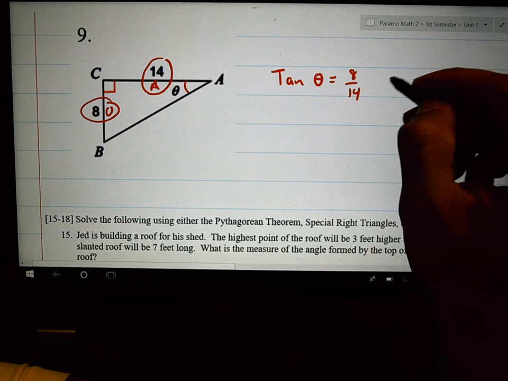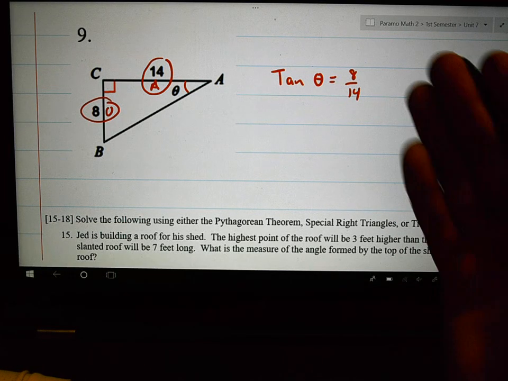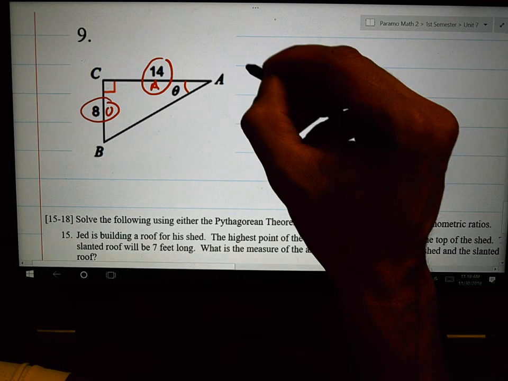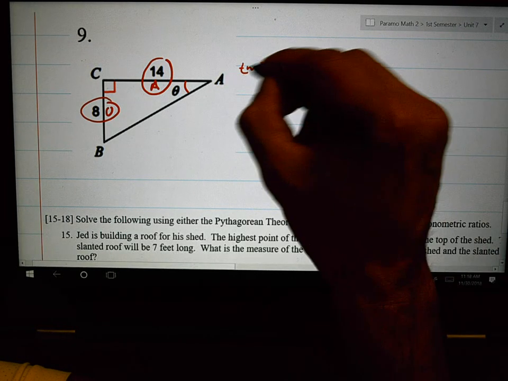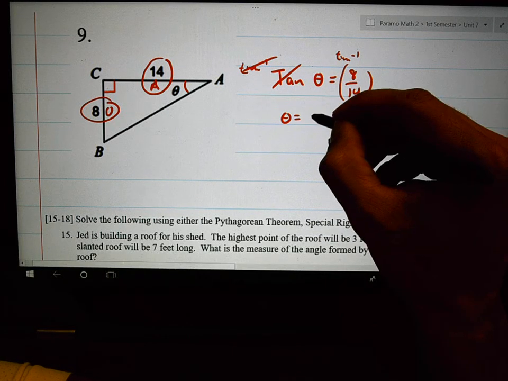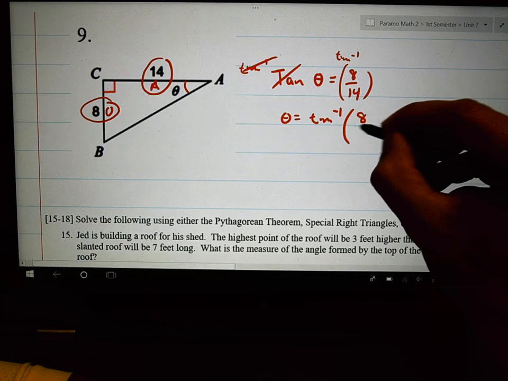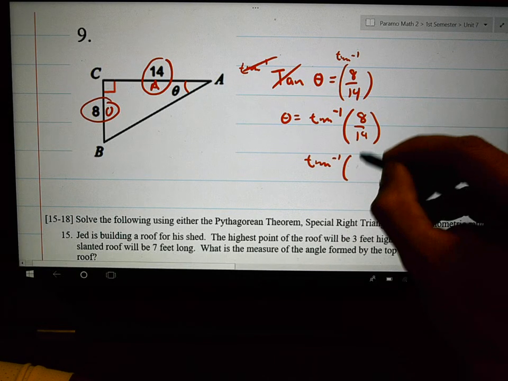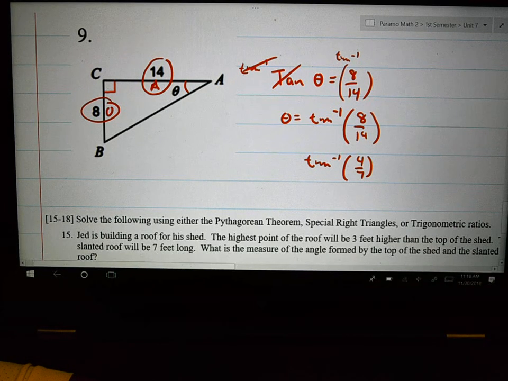You could reduce this if you wanted to because all similar triangles are proportional. You don't have to. Your calculators can do it off of 8 over 14 or anything else. Inverse tan is how we get rid of that tan. It basically undoes the tangent so that you can pop this angle out by itself. But I have to plug in tangent to the -1, otherwise known as inverse tan or arctan of 8/14. And I just want to show you for good measure that if you were to divide by 2 and divide by 2 and get 4/7, you would get the same exact angle for both of these.